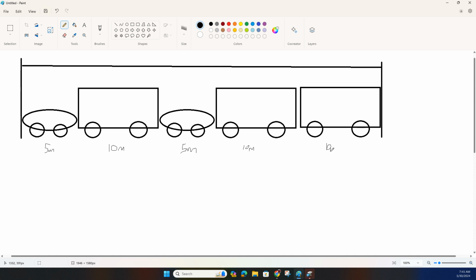Cool. Now, how do we figure out how long this garage is going to be? Well, of course, we could just add all these together. So 5 plus 10 is 15. 15 plus 5 is 20. 20 plus 10 is 30. And 30 plus 10 is 40. Cool. So my garage has to be 40 meters long. Awesome. This method works and there's nothing wrong with it. However, there's a more efficient way we can actually do this.